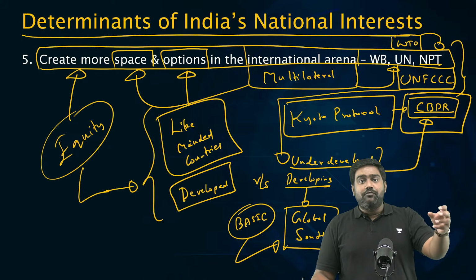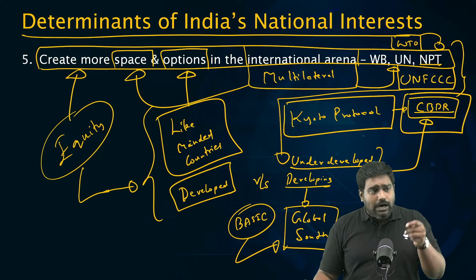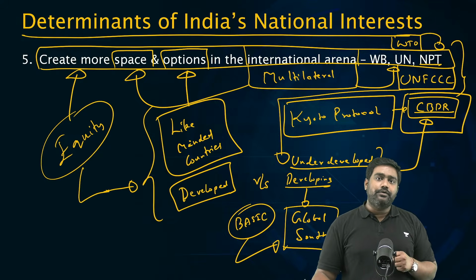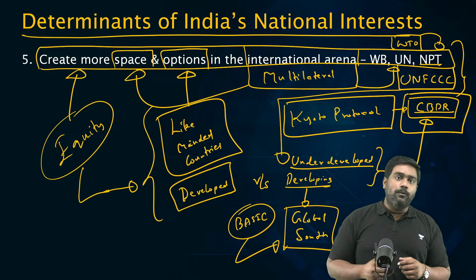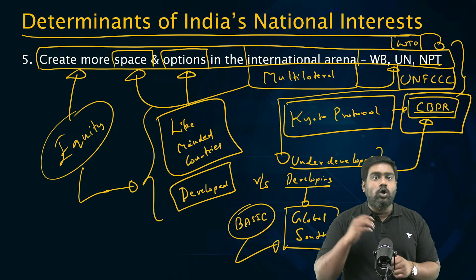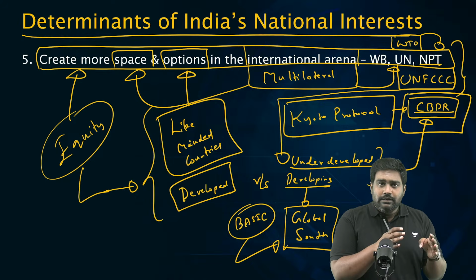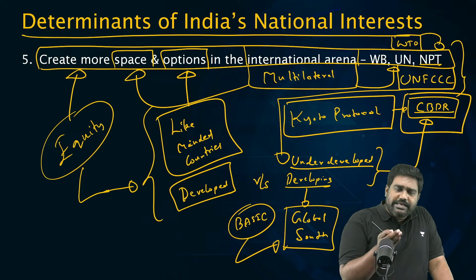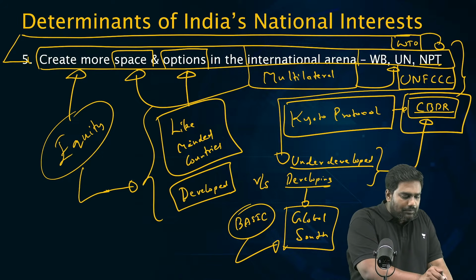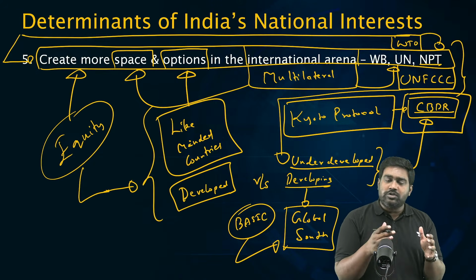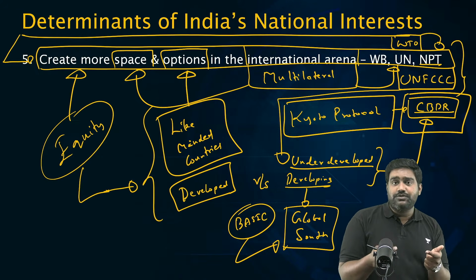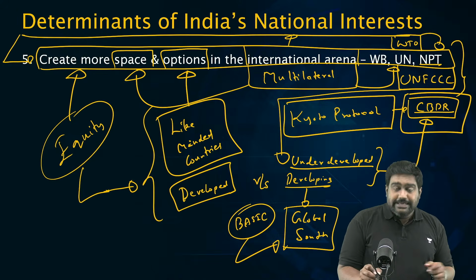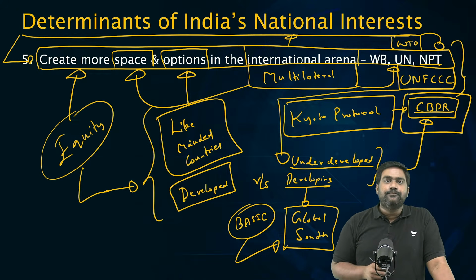Look at how we are pushing for UN reforms. Look at how we are pushing for reforms of the Bretton Woods institutions, the World Bank and the IMF. Or look at the WTO, how India has worked with the global south to ensure that fair trade is protected through the World Trade Organization. All these are examples of Indian foreign policy successfully creating more space for India, more options for India at international institutions. So this is also a part of our national interest.